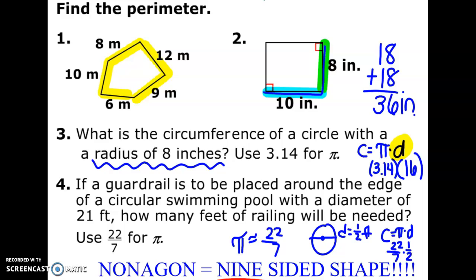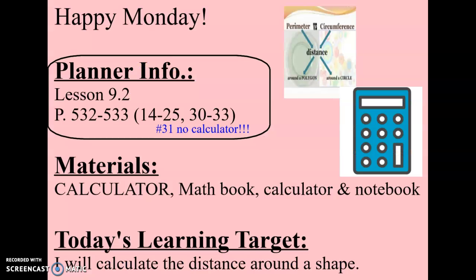In this case you can cancel, so I could cancel my 2 and my 22, and multiplying across, I would get 11/7, which is the same as 1 4/7 feet. So you'll usually use 3.14 unless you're working with fractions, then I would use 22/7 as your value for pi.